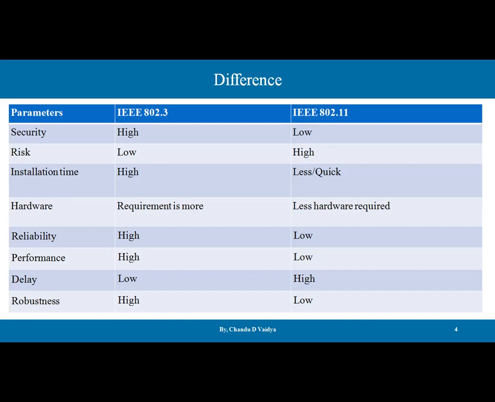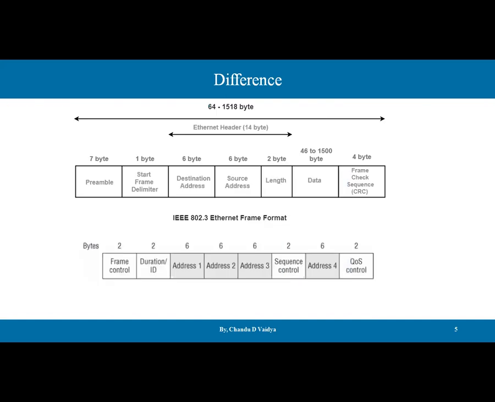Reliability: the wired one is very reliable, and wireless is, we can say, low. Performance will be high, and in terms of the wireless, it is going to be low. Delay will be low because of dedicated paths and the short network, so delay will be very low. But in terms of the wireless, it is going to be very high. And robustness: yes, we can say the robustness is very high because it is a wired one. We can keep track, and at last, in the wireless one, it is going to be low. So there are many differences between wired and wireless networks.